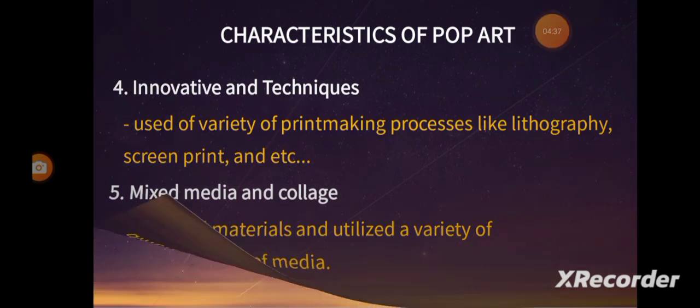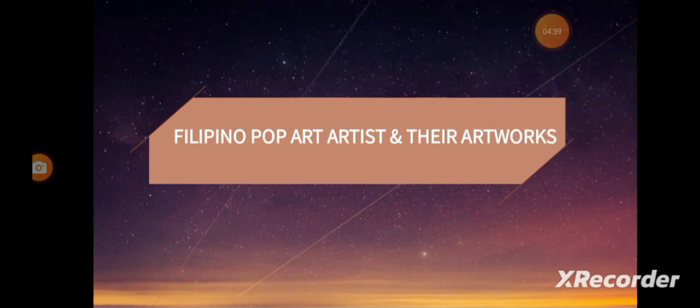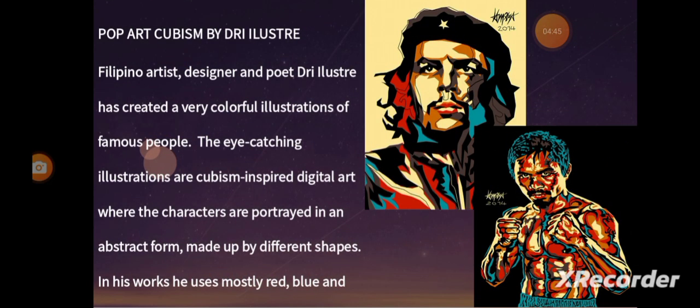So the next is Filipino pop artists and their artworks. The first one is Pop Art Cubism by Dre Illustre. Filipino artist, designer, and poet Dre Illustre has created very colorful illustrations of famous people. The eye-catching illustrations are Cubism-inspired digital art where the characters are portrayed in an abstract form made up of different shapes. In his works, he uses mostly red, blue, and yellow.